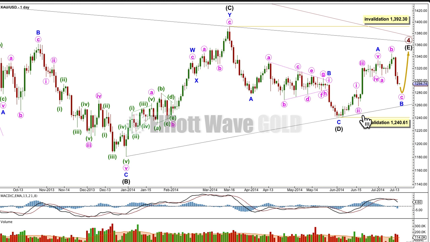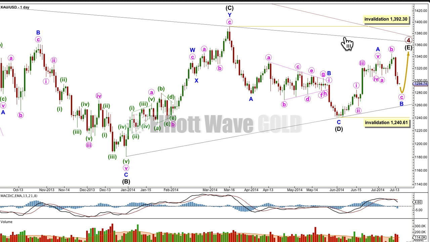If we see a full daily candlestick below this black trend line, I will discard this main wave count. Minor B may not move beyond the start of A below 1240.61. That would be full and final invalidation of this main wave count and confirmation of the alternate. This main wave count has a much better fit in terms of subdivisions, so it's got a higher probability than the alternate.